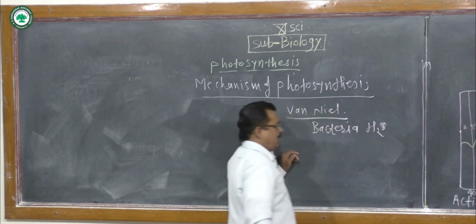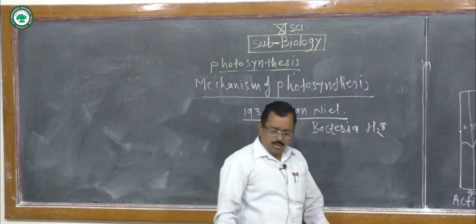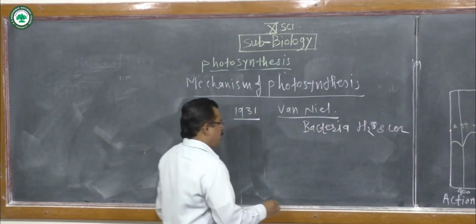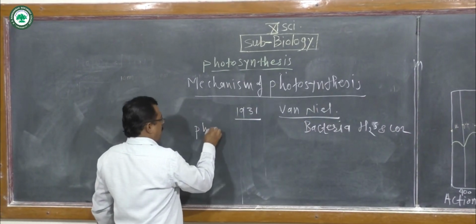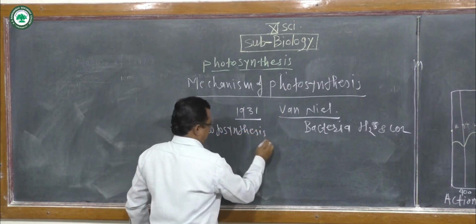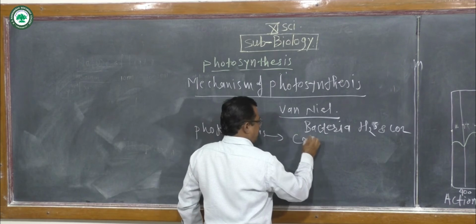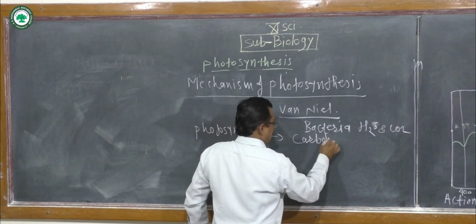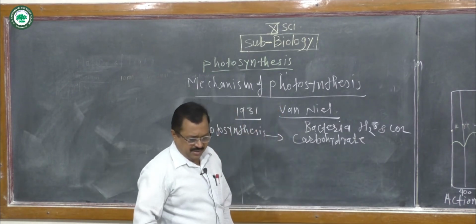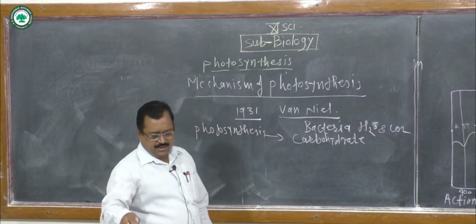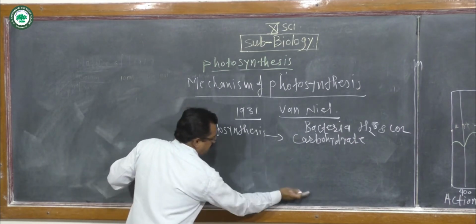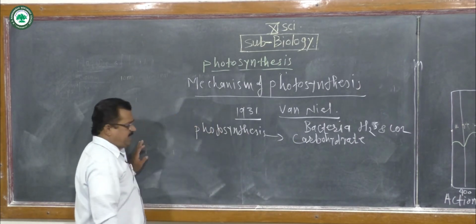H2S and CO2 for photosynthesis to produce carbohydrate. It shows that the equation of the synthesis of carbohydrate is like that.